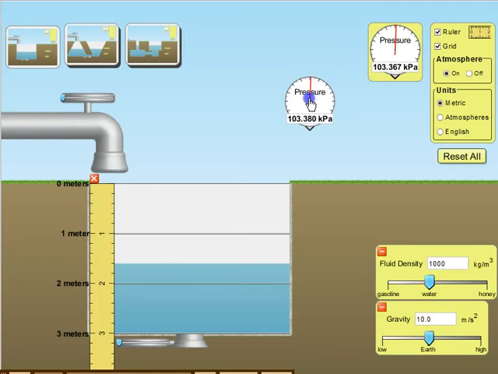Does that make sense, or is that confusing you? Why would the pressure change if I'm moving it up and down? Any ideas? You guys can type out your answers. Why do you think the pressure is changing when I'm moving it up and down?